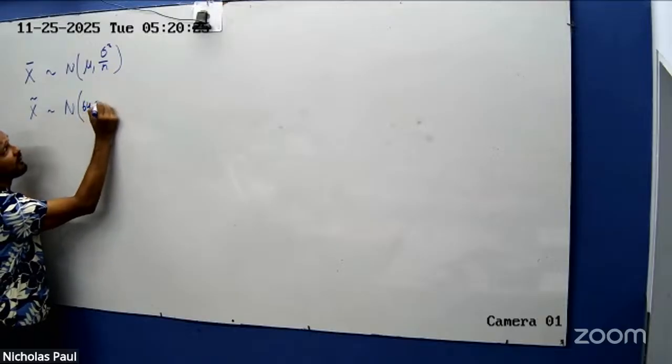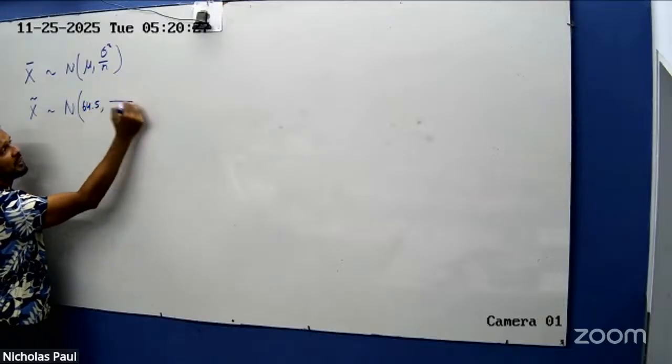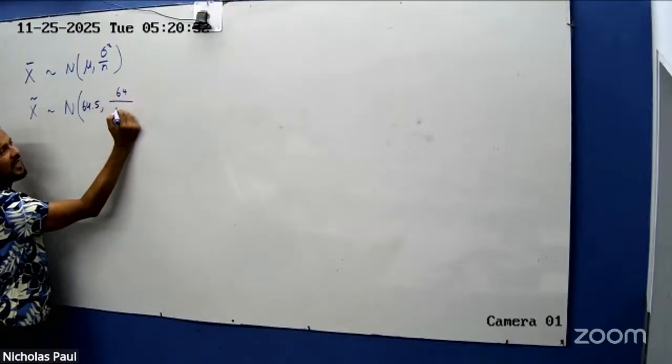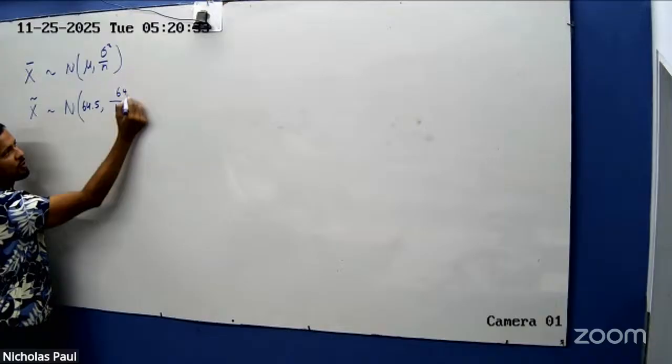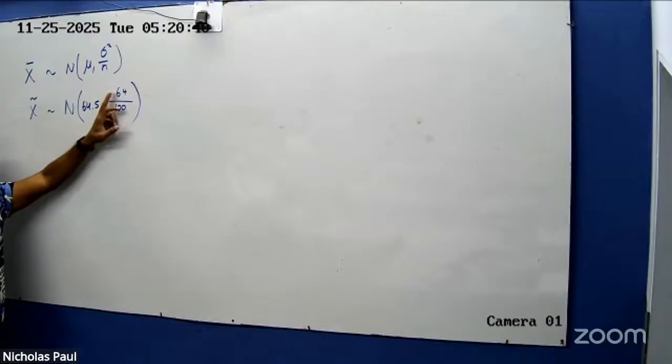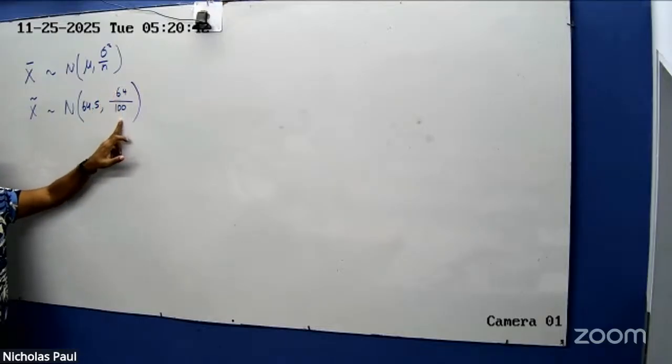64.5. What's the variance? 64. And n is how much? 100. So that is our new variance. Our variance is no longer 64. It's 64 divided by 100. Okay? This is the distribution that we're using now.